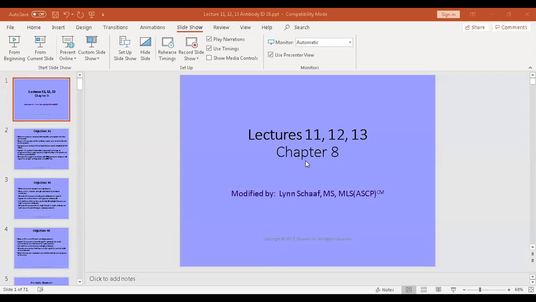Hi everyone. This is a big unit that will begin today. This is lectures 11, 12, and 13, which cover chapter 8. And this is antibody detection and identification, which is really an important topic. So we will spend some time today reviewing the steps. So I'm just going to get into slideshow.